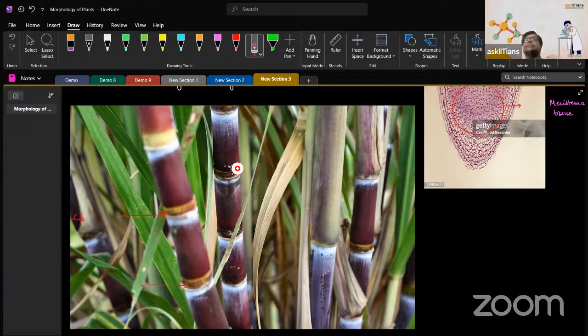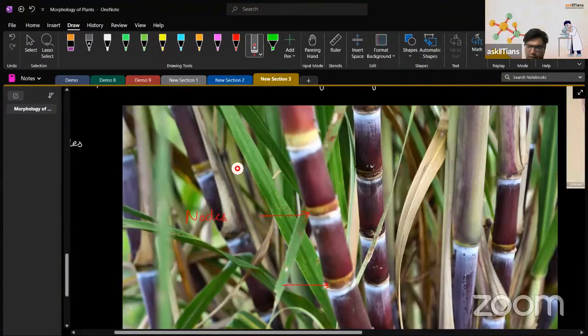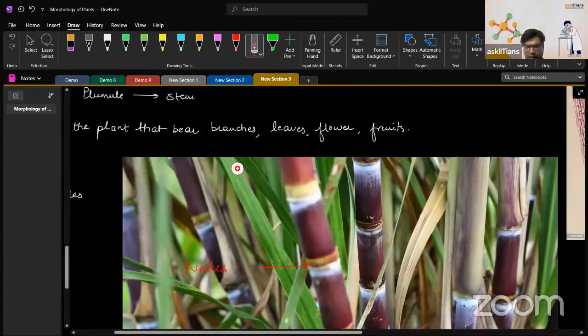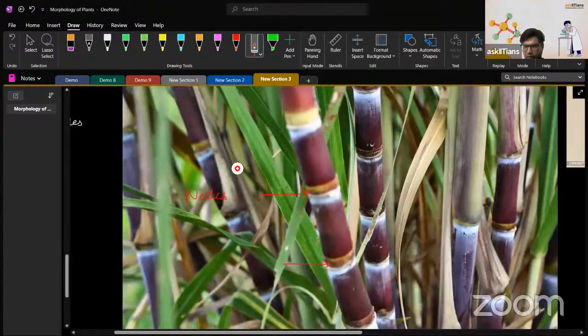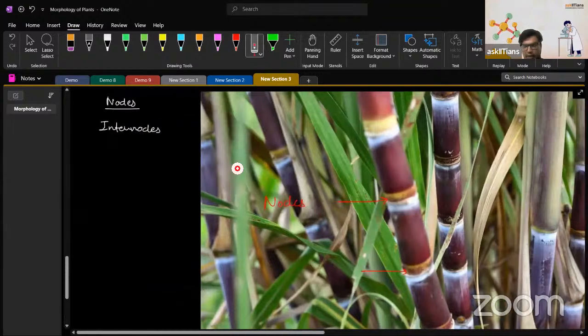Basically, the node is a part which, you can say, the technical definition is that a leaf arises from. Okay. Now, first of all, the stem also bears something that we call a bud, right? Now, what is a bud?